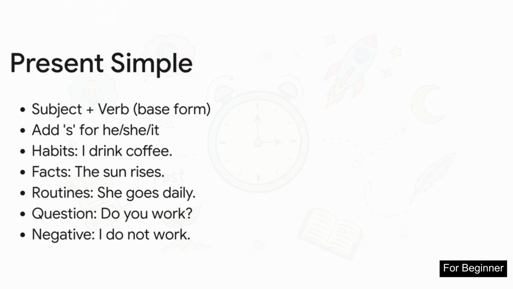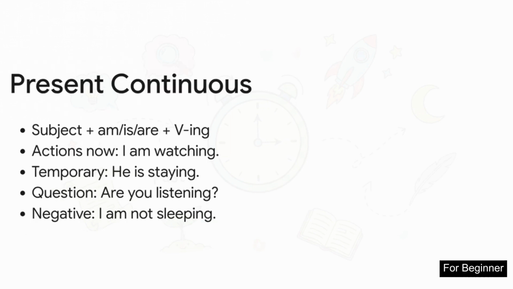And if you want to ask a question or make a negative statement, just pop in the helping verbs do or does, like do you work here? Simple, right? Now, flipping over to the present continuous.